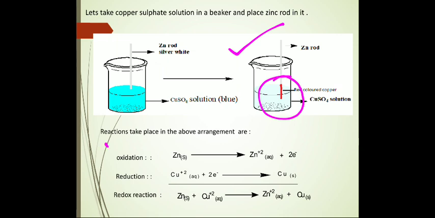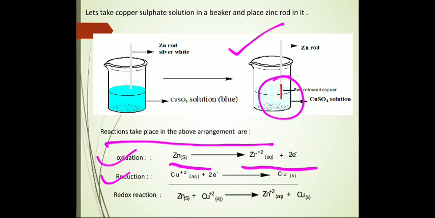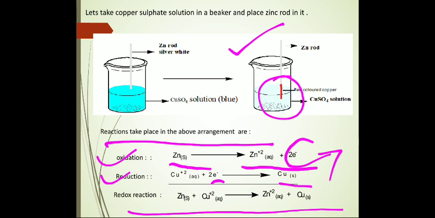Here you have to understand that the reactions that take place in the above arrangement are oxidation and reduction. Oxidation means solid zinc is converted to Zn2+ (aqueous) plus 2 electrons. Two electrons are lost. And reduction: the Cu2+ ions (aqueous) consume 2 electrons. Loss is oxidation, gain is reduction, we know that. So it gains 2 electrons and converts to solid copper. The total reaction is called the redox reaction, also called the net reaction.